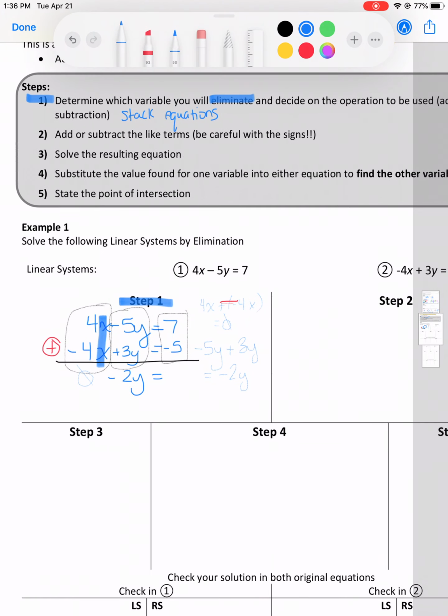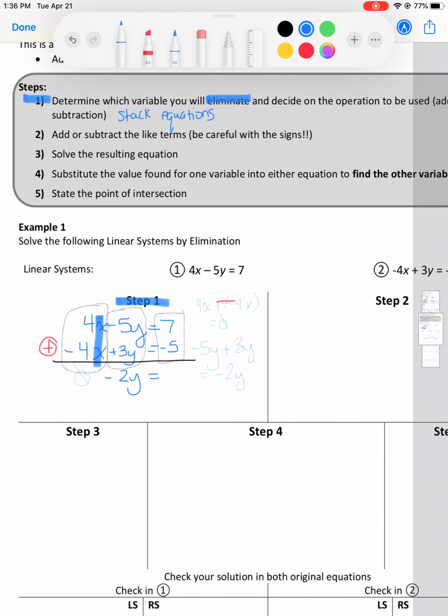Oops. Sorry, I'm doing step 2 right now, too. Sorry, guys. Add or subtract the like terms. I'm doing it right there. We'll do better on the next example, I promise.